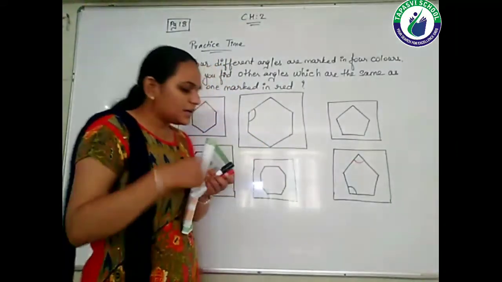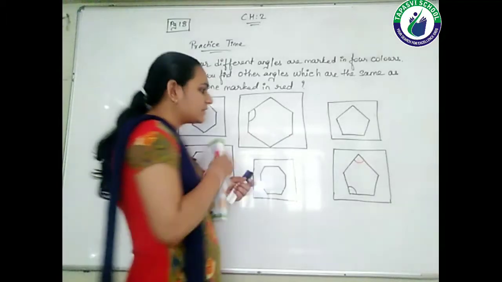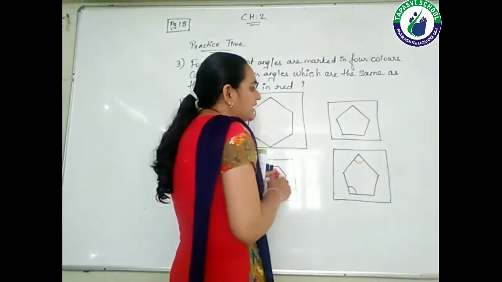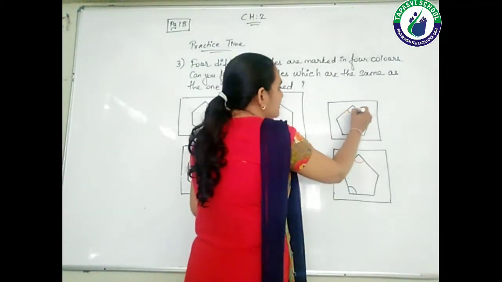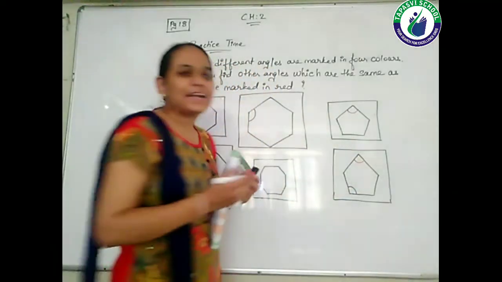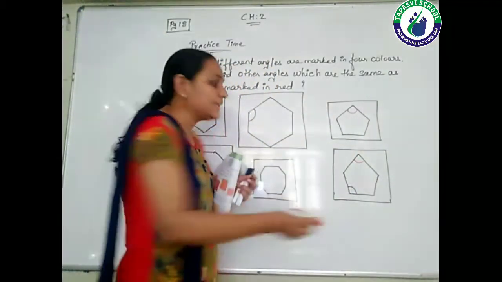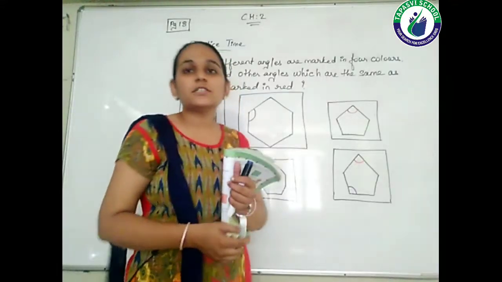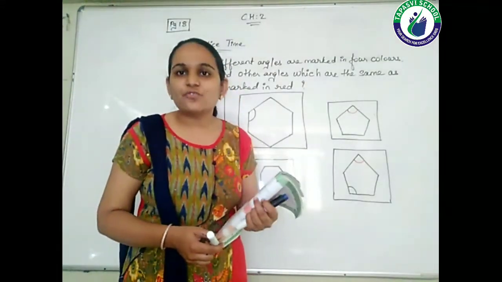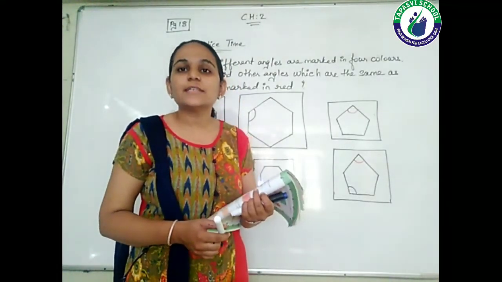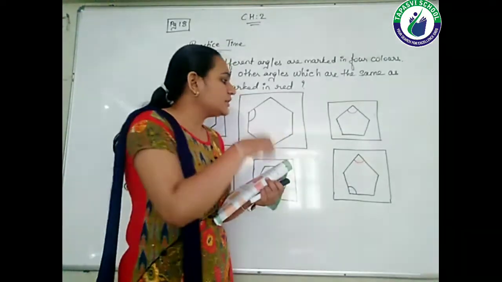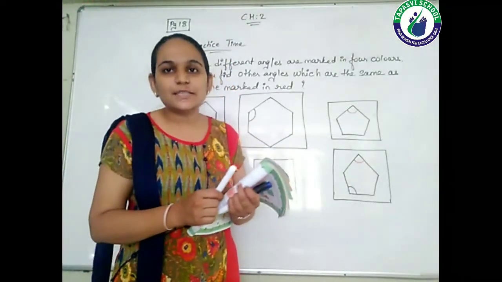Now see here, students, the red color is there. So I can draw the red color here also. That means this topmost angle of the pentagon. This is called a pentagon. Why is it called a pentagon? Because it has 5 sides. A 5-sided figure, students, we call a pentagon. So the topmost angle of the pentagon is similar.